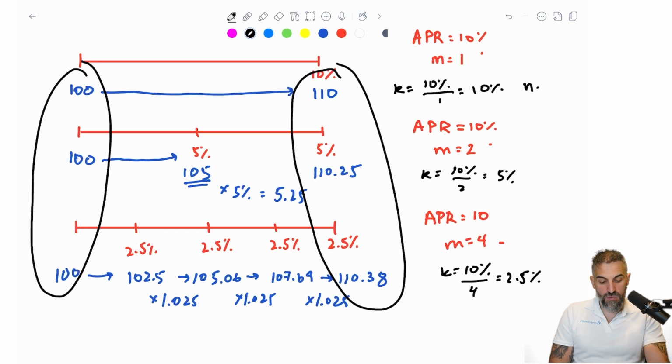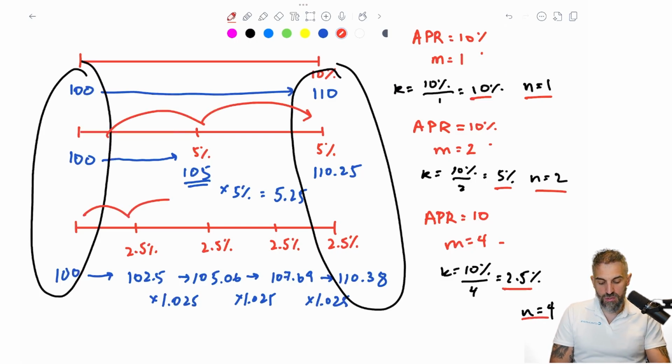But here my N is 1, here my N is 2, and here my N is 4. That's the number of periods. I'm earning 10% one time. Here I'm earning 5% 2 times, right? 1, 2. I'm earning 2.5% 4 times. 1, 2, 3, 4. Okay.